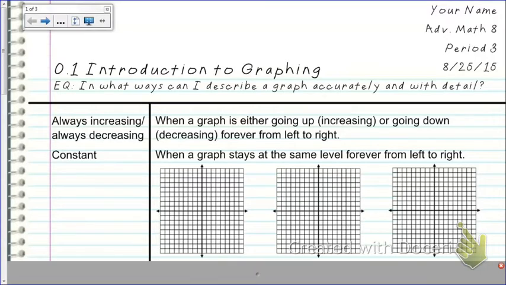Always increasing is when a graph is either going up, increasing, or going down, decreasing forever from left to right. Why left to right? Which way do we read when you're reading words? Left to right. So we read graphs the same way, okay? So if your graph is going up from left to right, that is called always increasing. And it's always going up from left to right. If your graph is going down from left to right, it is called decreasing.